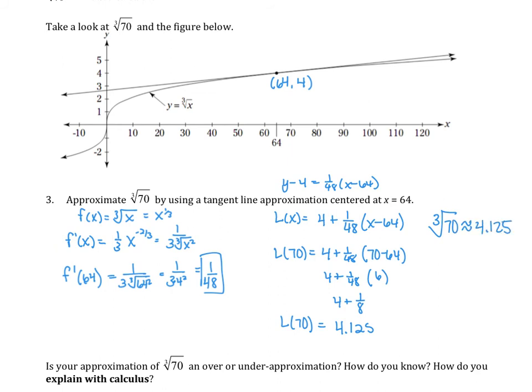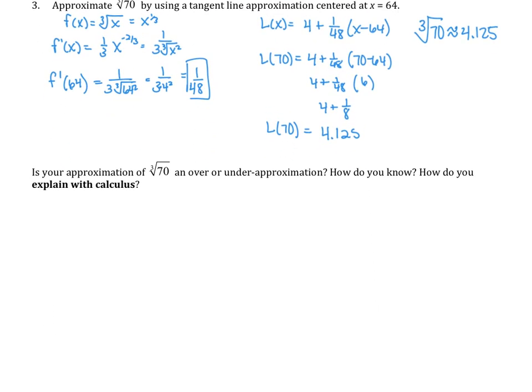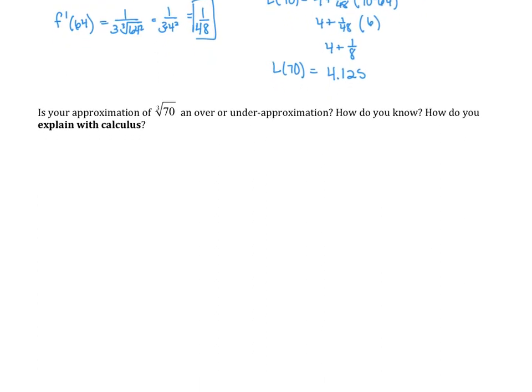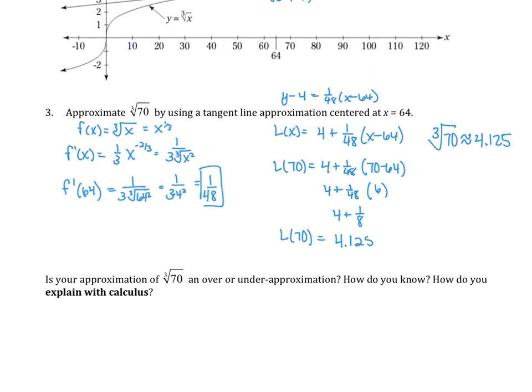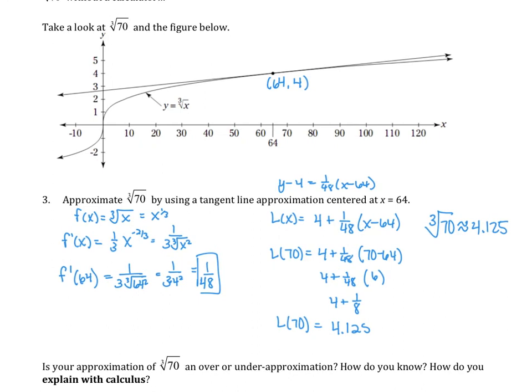Does anybody want to check your work on that? I just typed it in my calculator, and the cube root of 70 is actually 4.1212. So it's a little bit off. Now, let's hope my pencil makes it because it just told me it was running low. Let's see if our approximation of the cube root of 70 is an overestimate or an underestimate, over approximation or under approximation. Let's look at the picture really quick. Sorry to keep scrolling on you.